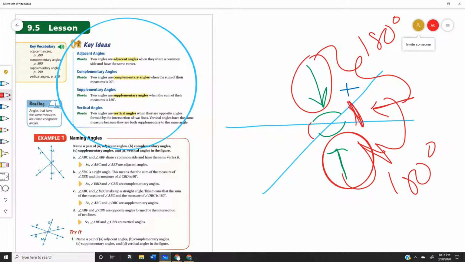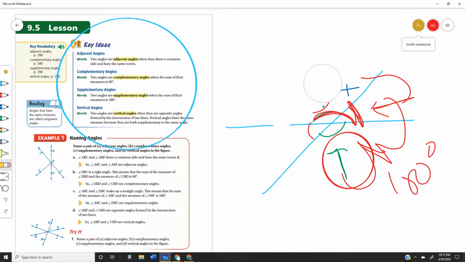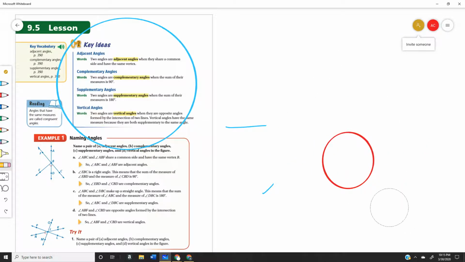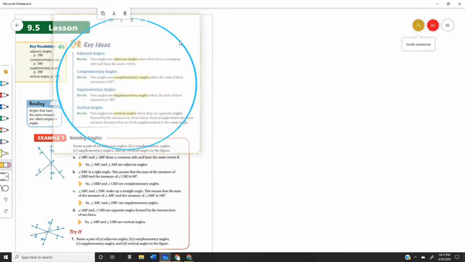Vertical angles also cannot be adjacent. They are not adjacent. That means they do not intersect each other. This is adjacent. Vertical angles are not adjacent. Okay? So that's why I said that vertical angles are probably the most difficult to understand, just because there's a lot of information that goes into what makes up a vertical angle. Okay? Let's go ahead and look at example 1.